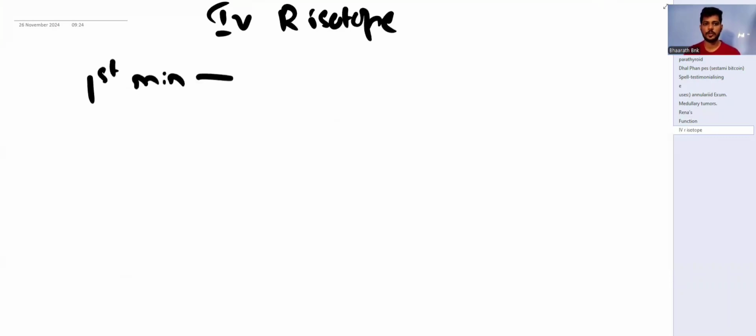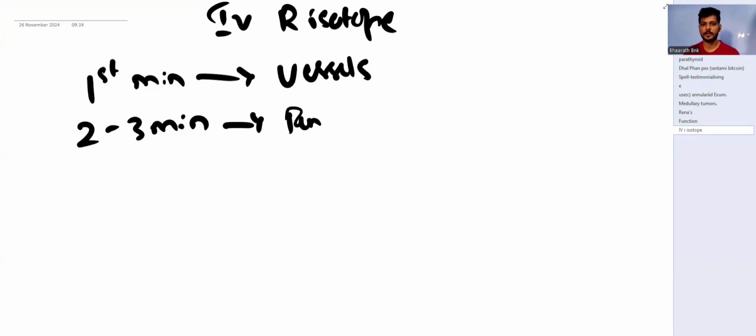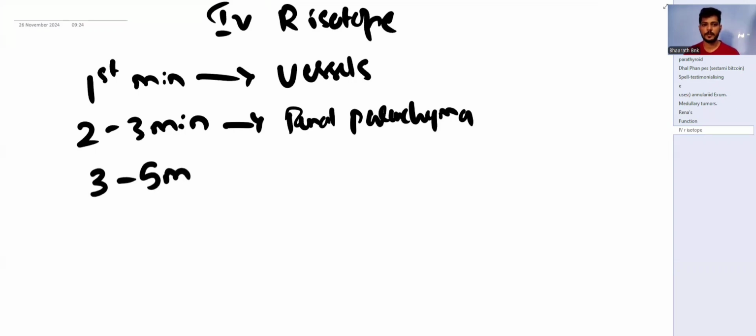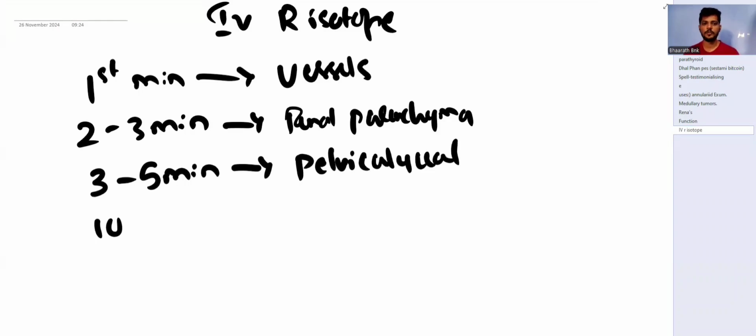So when you give an IV radioisotope, in the first minute it will go into the vessels of the kidney, and in the second and third minute it goes into the renal parenchyma, and by the third to fifth minute it will remain in the pelvicalyceal system, and after 10 to 15 minutes the amount in the kidney reduces and it remains in the bladder.